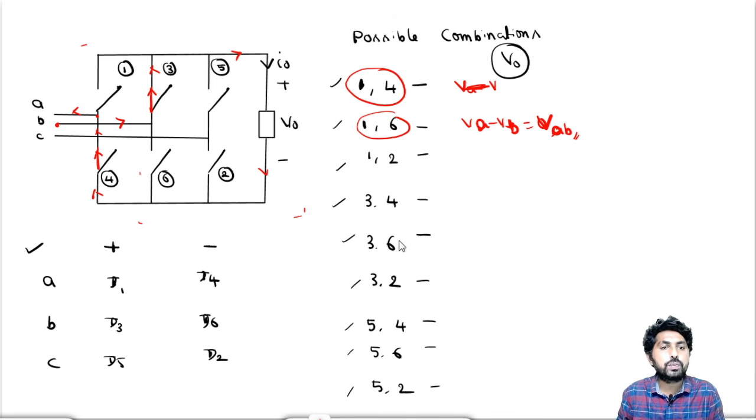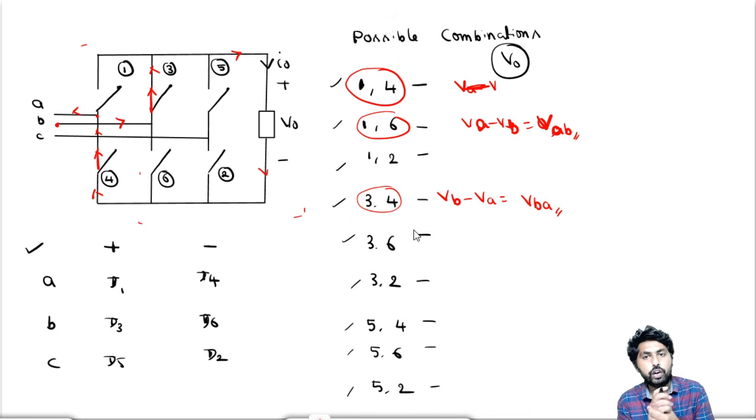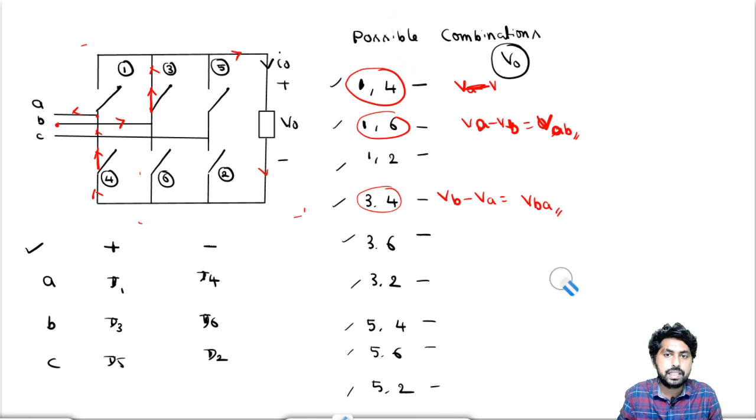So what about the output voltage? When 3 and 4 are on, the output voltage is equal to VB minus VA, which is equal to VBA. So every time we need to close a combination and find the output voltage. If you observe this type of analysis, now follow this circuit.